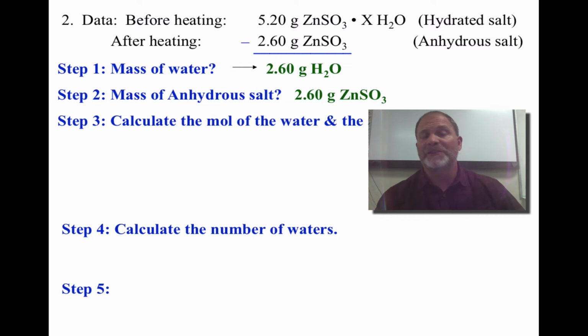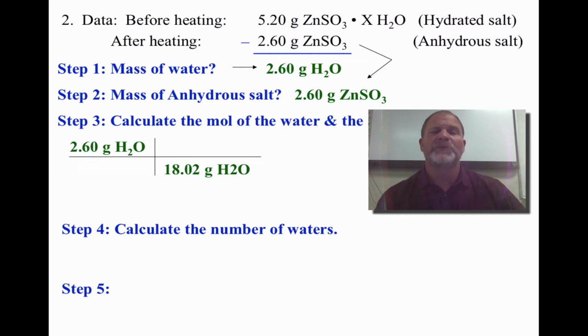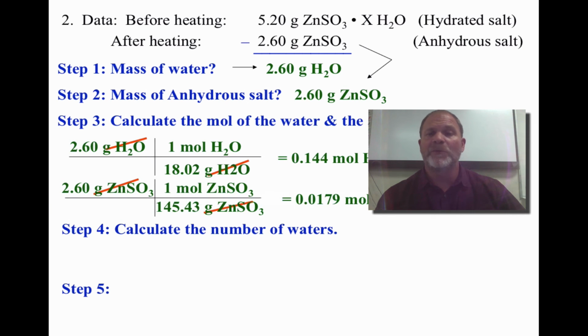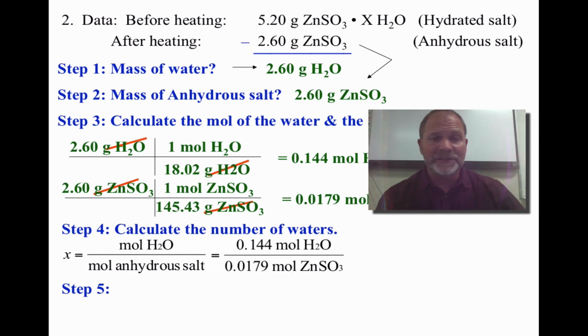I now need to get them from mass to moles using molar mass. This is the same process now as the empirical formula. A little more work because we're dealing with compounds, not individual elements. So my water weighs in 18.02 grams. My grams cancel out, and I end up with moles of water. I now have to add up zinc sulfite. So I have zinc plus 1 sulfur plus 3 oxygens, which weighs in at 145.43 grams. Moles over grams. My grams cancel out. I get the moles of my zinc sulfite. Then I'm going to take the larger number divided by the smaller number, and I get the number 8. So it is an octahydrate, 8 waters. So zinc sulfite, 8 waters.